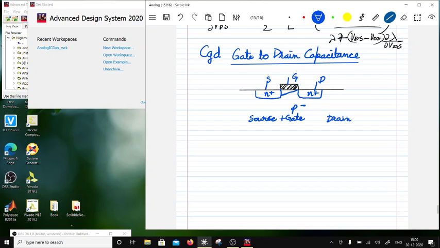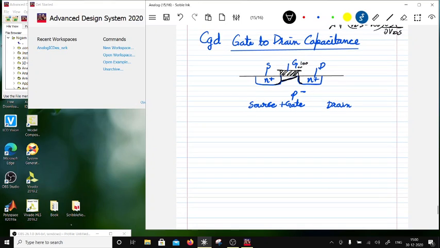Now what happens is, in a process there is a certain overlap here, or rather you can say that these n plus junctions go much inside than what physically they should be. So in that case there is a small gap which is called overlap. The overall capacitance CGD will be because of this fringing here.